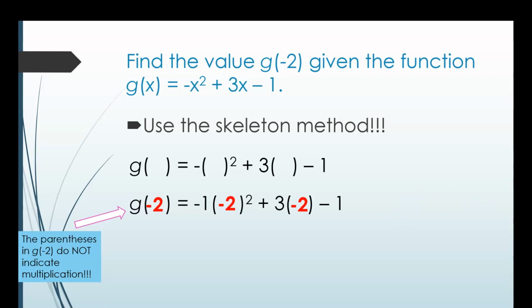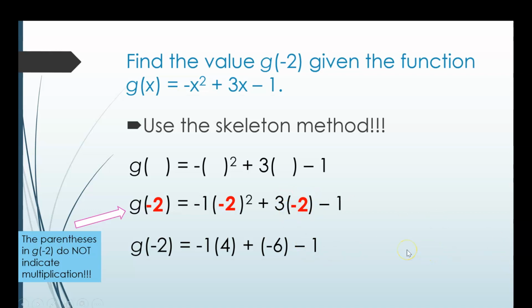So now let's carry out our order of operations. In order of operations, we do parentheses first. That means you do what's inside the parentheses, and there's really nothing to do inside the parentheses. We just have negative 2's. After parentheses comes exponents. So the first thing I'm going to do is the negative 2 squared, and negative 2 squared is positive 4. So I have g of negative 2 equals negative 1 times positive 4 plus negative 6, because I did multiply the 3 times the negative 2 to get the negative 6. And then I have minus 1.